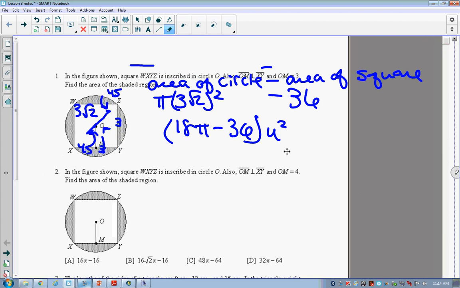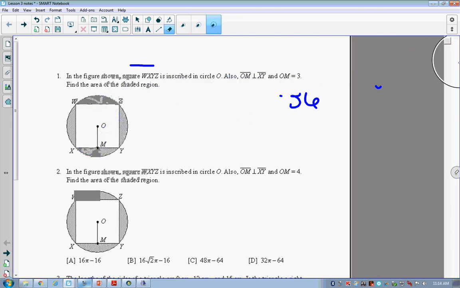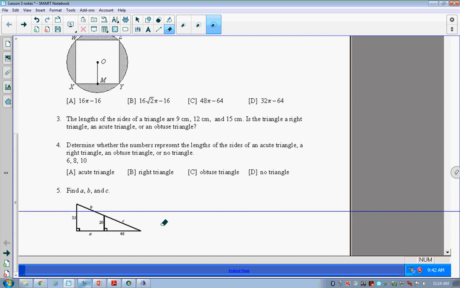All right, let's erase. Use the biggest eraser possible. All right, let's come down here. Number 3, the lengths of the sides of a triangle are 9, 12, and 15. Is the triangle a right triangle, an acute triangle, or an obtuse triangle?